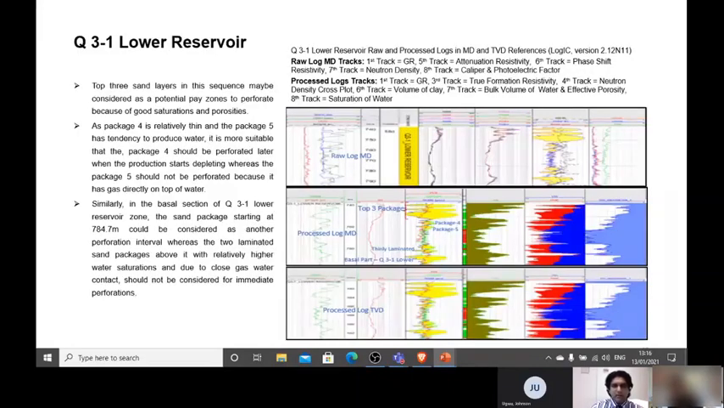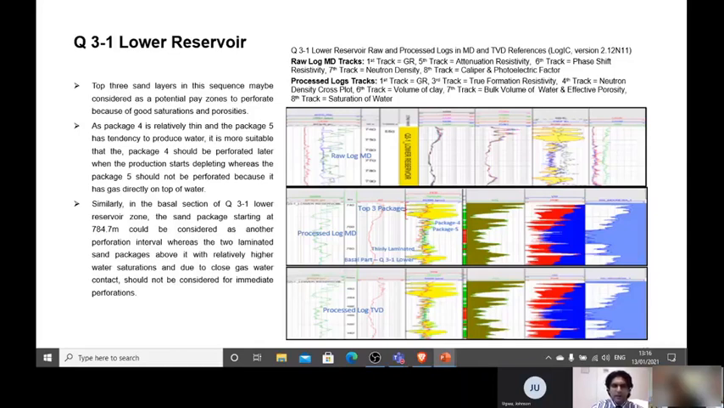Because of good saturation and porosities, the top three layers may be considered for immediate perforation, whereas the relatively thin package 4 should be considered for perforation at a later stage of production, and package 5 should not be perforated because of the close gas-water contact and high saturation of water.